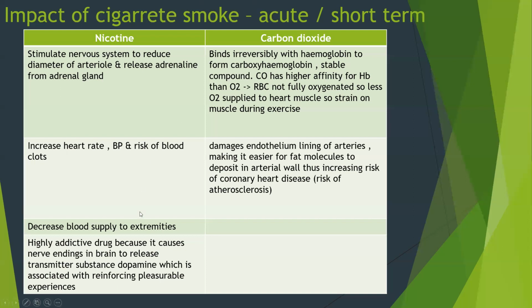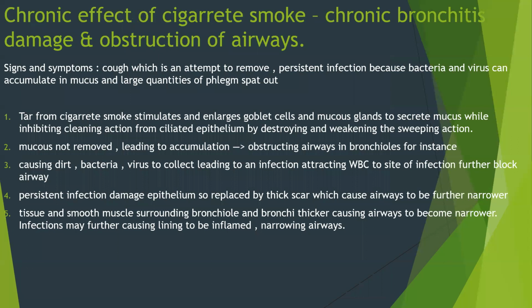So they work together because this increases the risk of blood clots, and the blood clots can also clog the coronary arteries along with the deposits of the fat molecules on the arterial walls. And next thing we'll talk about is chronic bronchitis, and chronic bronchitis usually goes hand in hand with emphysema.